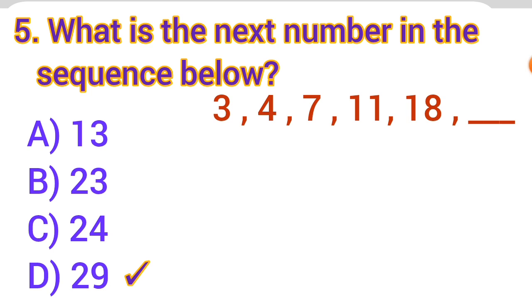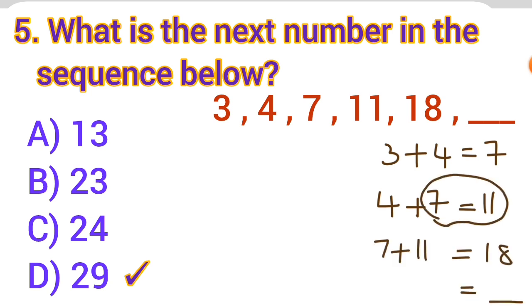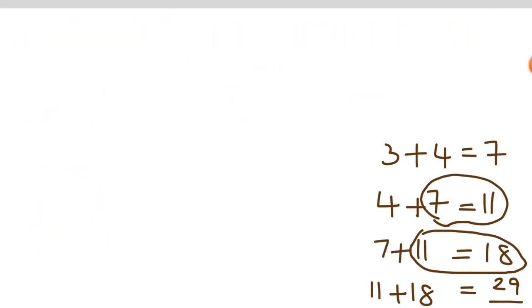When you get 7, if you add 3 plus 4, then you will get 7. When you get 11, when you add 4 plus 7, you will get 11. That means each number is the sum of the two previous numbers, isn't it? So when you get 18, you need to add 7 plus 11. Now to get the next number, we need to add the previous two numbers, which is 11 plus 18, which gives 29. So 29 is our correct answer. Let's go for the next question.